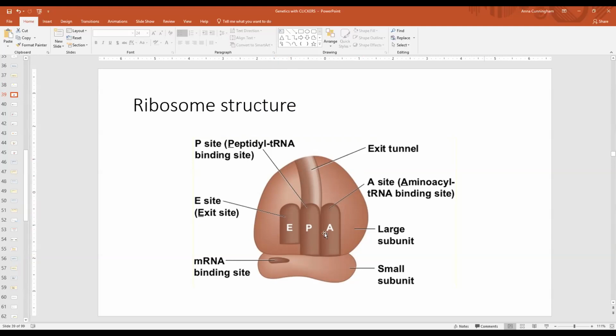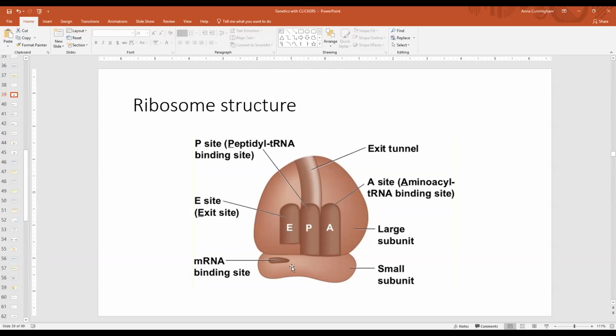It has the large subunit, that's the top basically, and then it has the small subunit, which is basically the bottom. It's the small subunit to which mRNA binds. You can see the mRNA binding site. And then the large subunit, the reason it has these larger tunnels, is where your tRNA come in. So we'll look at this process here in a minute.